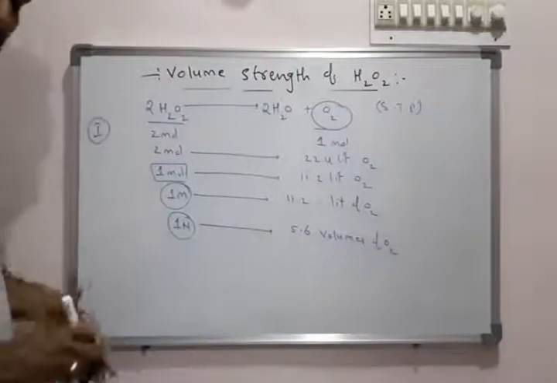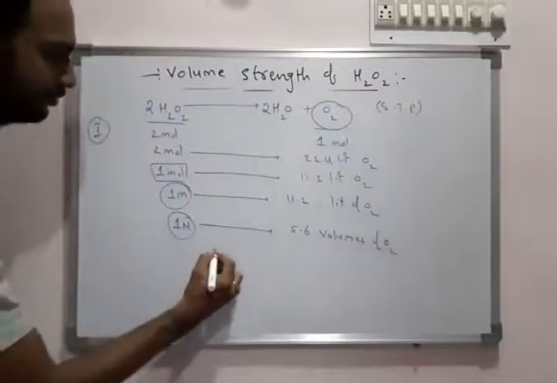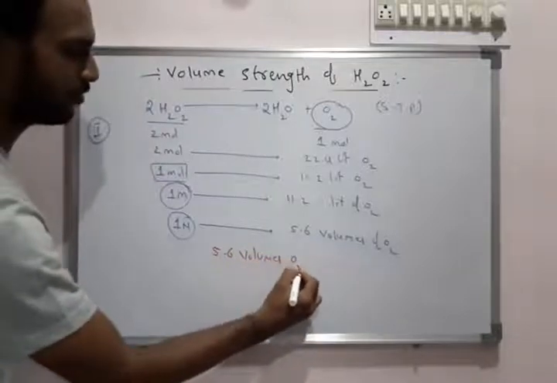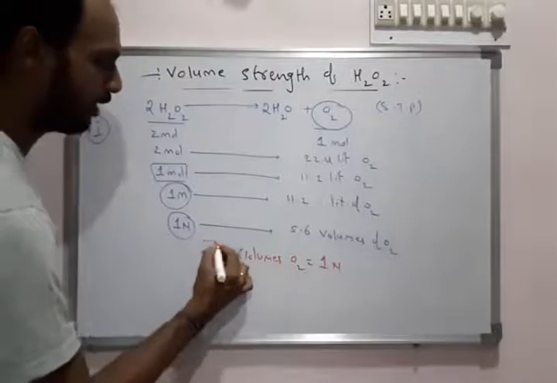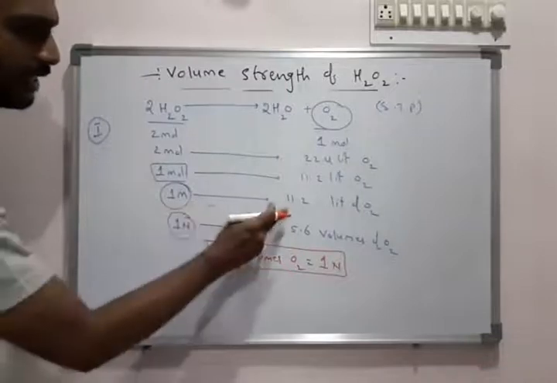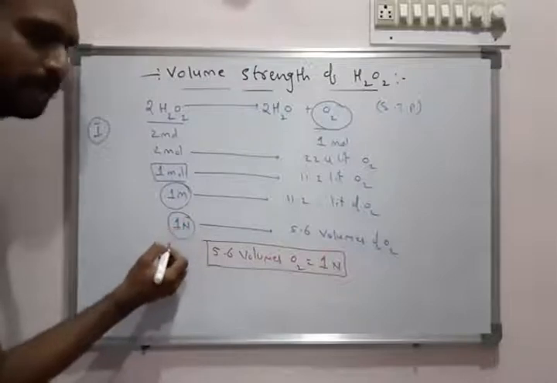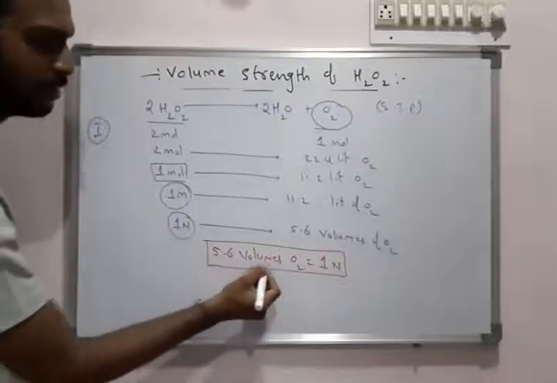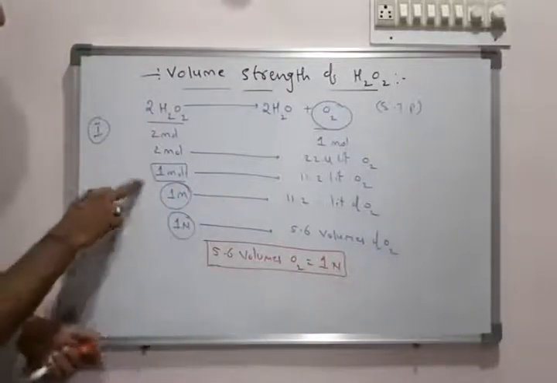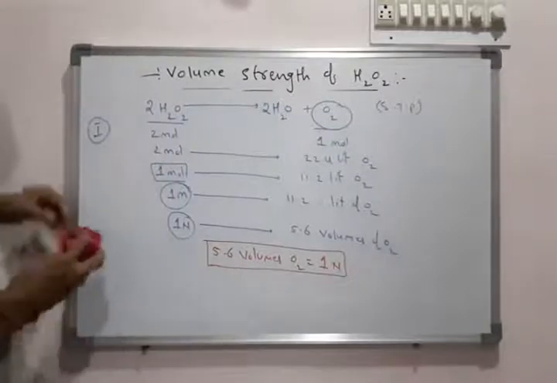So this is the main basic formula we need to use in the calculations. That is, 5.6 volumes of oxygen equal 1 normality. Okay, 1 molarity we can also take as 11.2 liter volumes of oxygen, but the main importance we give is to normality. So 5.6 volumes of oxygen is equal to 1 normality. This is in terms of moles, molarity and normality. And see the alternate one.